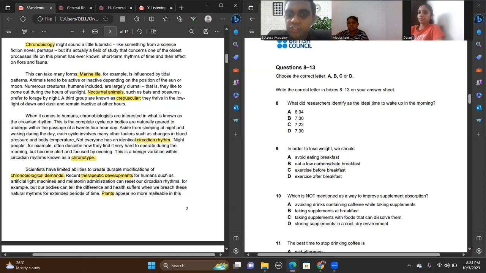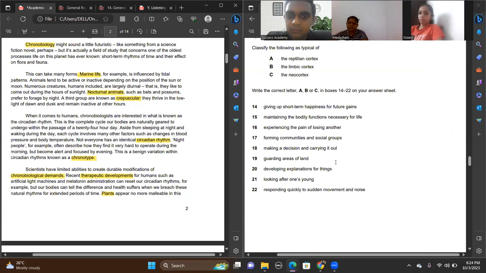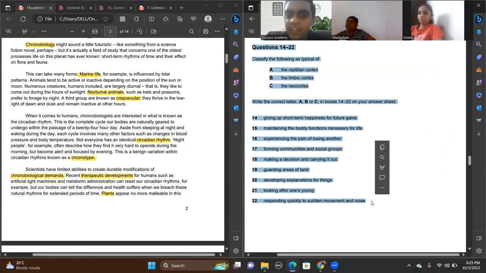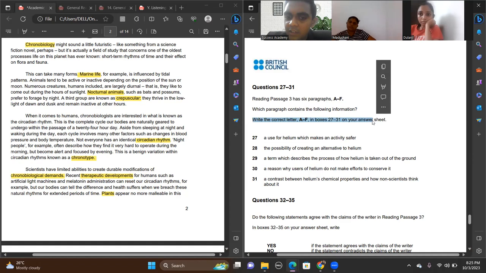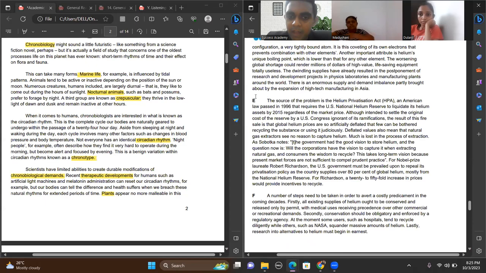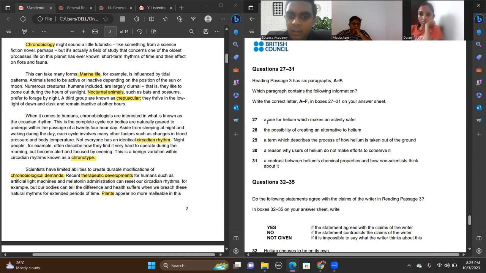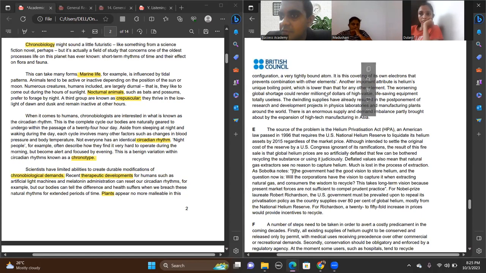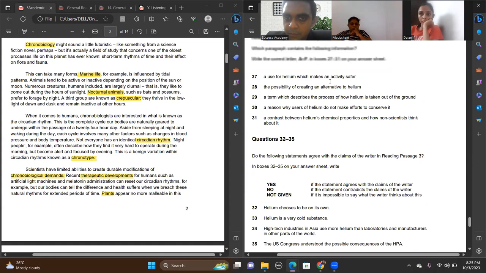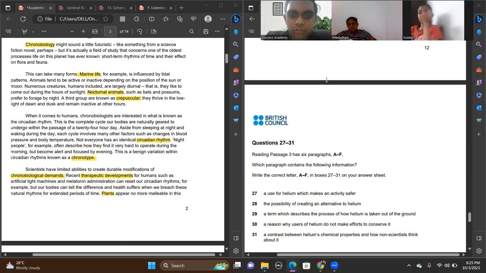This is true for every type of question except this type of question. Classification or matching. Here, write the correct letter A to F on your answer sheet, right? They have numbered the paragraphs. So now they are saying a use for helium which makes an activity safer. You all have to read all the paragraphs and find the correct answer. So the easiest way to find the answer there is through skimming. In the skimming process itself, if you can highlight the keywords, then you can find the answers for this, right? Okay. So for the reading test, do we need to show the reading skill to the examiner?